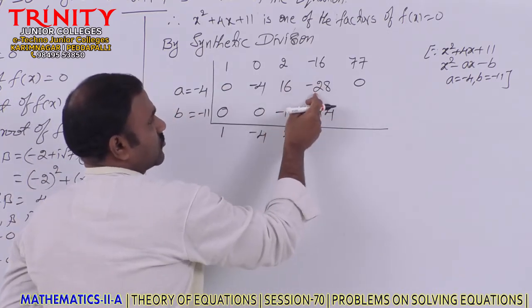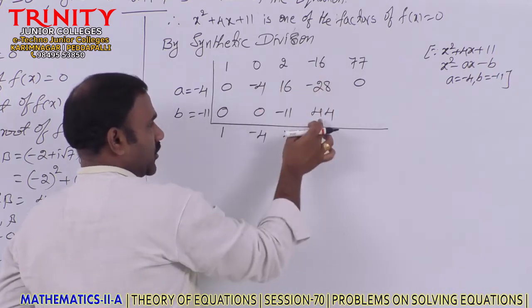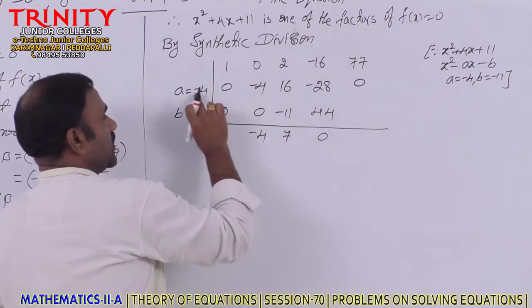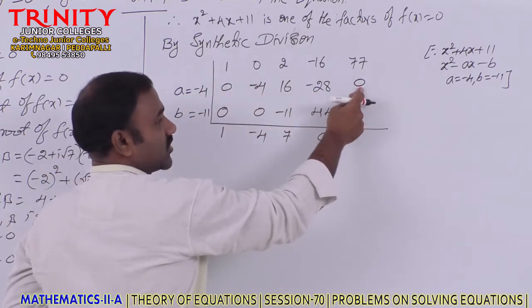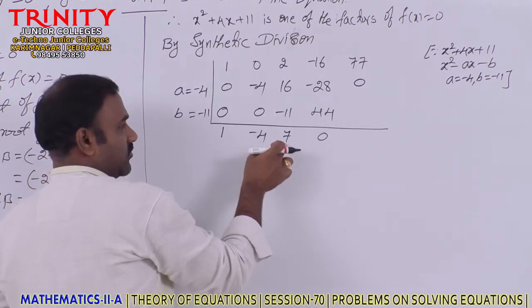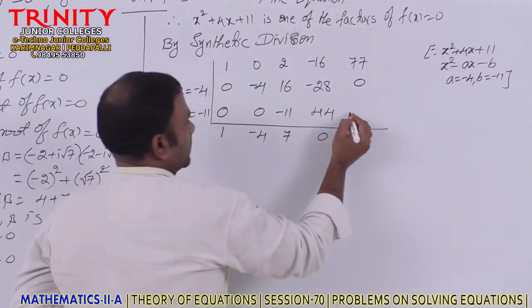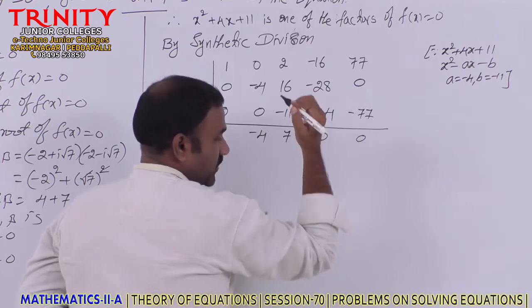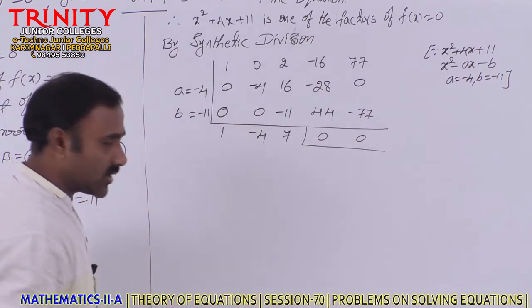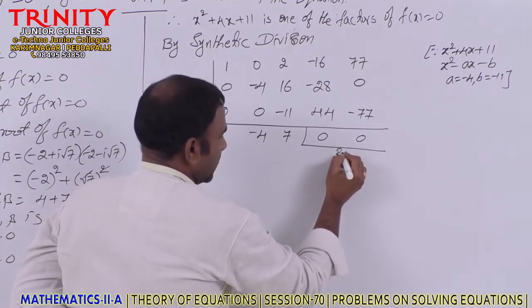Minus 16 minus 28, that is nothing but minus 44. Here we have plus 44, therefore its value is 0. 0 into minus 4, therefore in this position we got 0. Now it comes to its preceding value, that is 7. 7 into minus 11, that is minus 77. The value is 0. The last two numbers are the remainder.